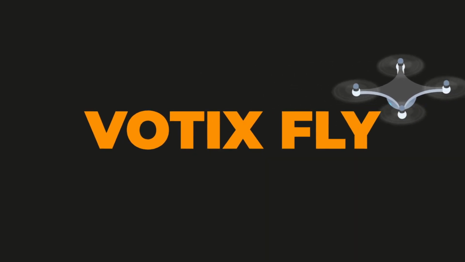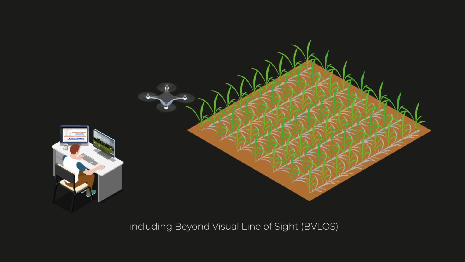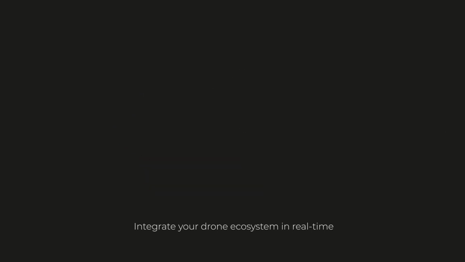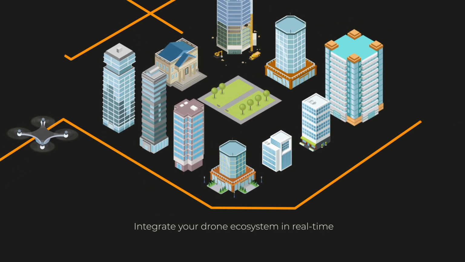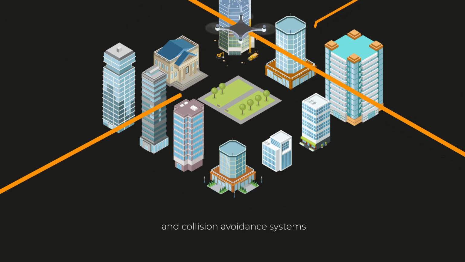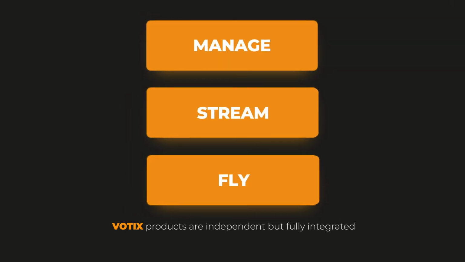VOTIX Fly. Teleoperate your drones from anywhere, including beyond visual line of sight. Enhance drone capabilities with visual intelligence and precision landing. Integrate your drone ecosystem in real time, such as drone in a box, traffic management, and collision avoidance systems, and much more. VOTIX products are independent but fully integrated.